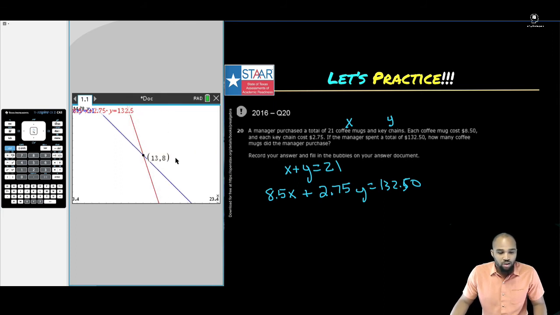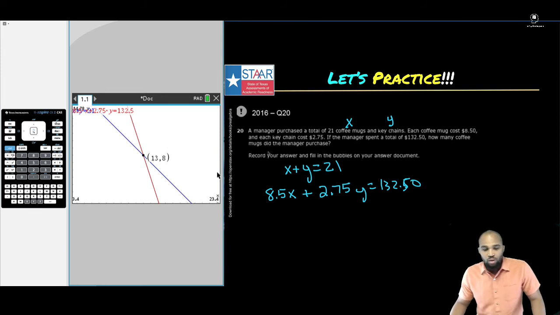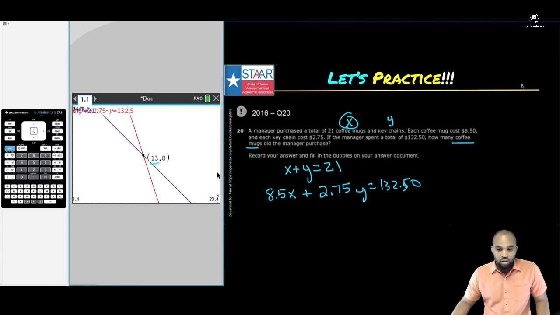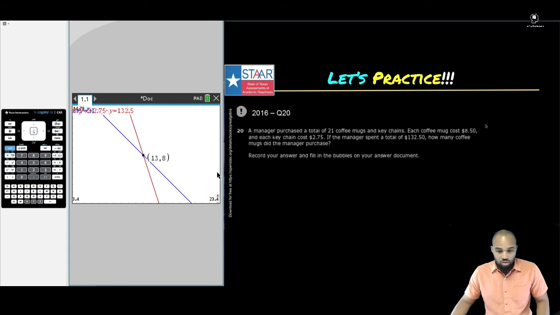So my x value is 13, y value is 8. What's the question? So let's go back to the question. How many coffee mugs is what we wanted to know. Coffee mugs are represented by my x, so clearly that is 13. So that's the answer that I will put there for my answer choice on that one.